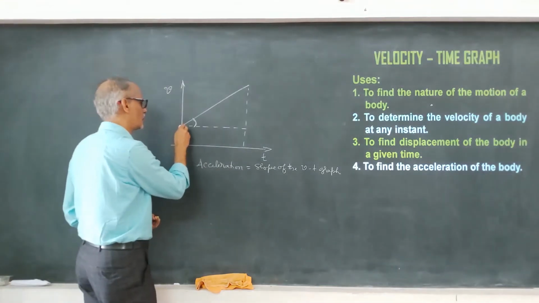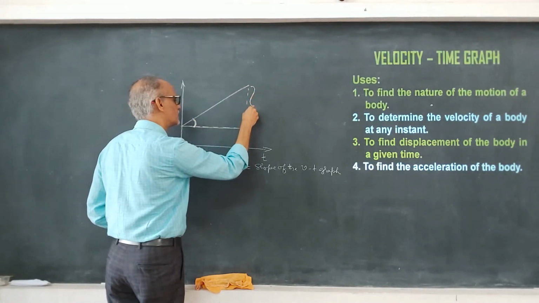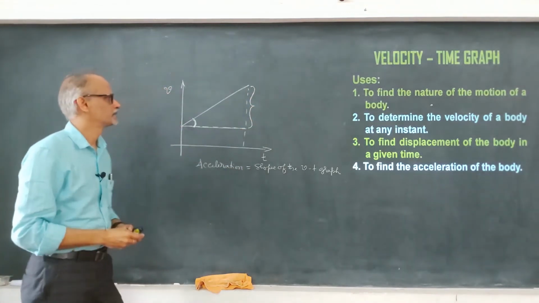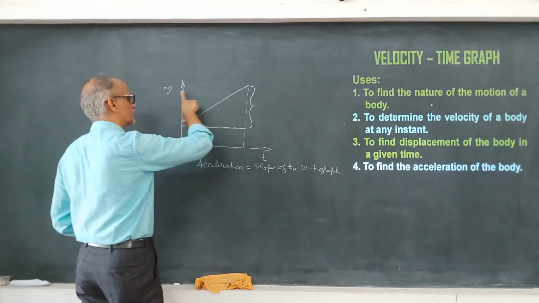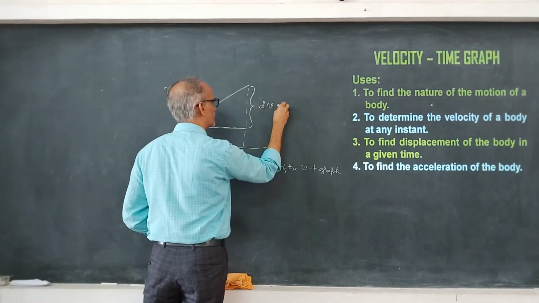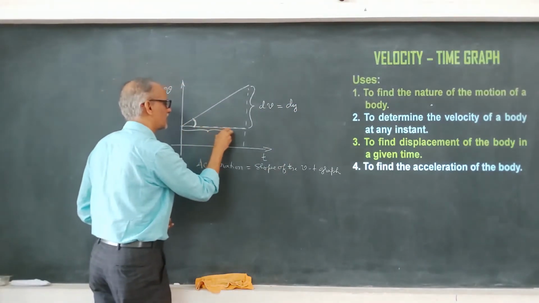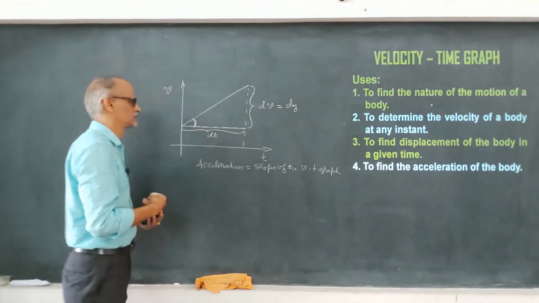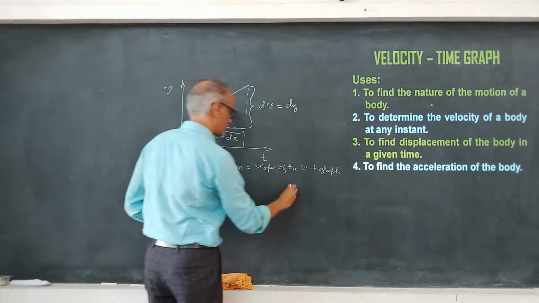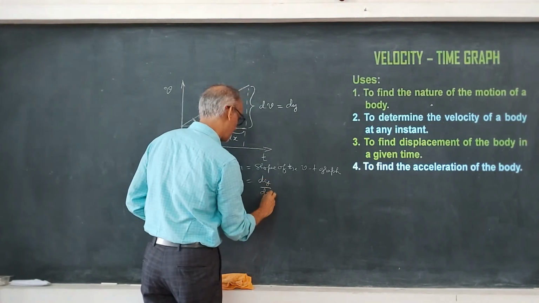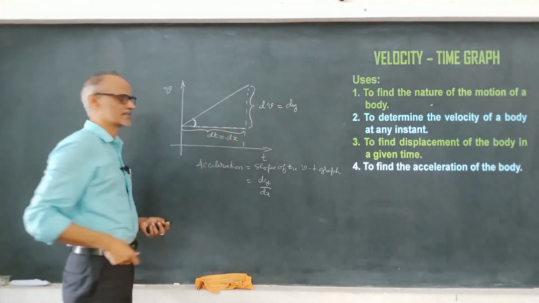So to find that slope, I have to find this value. This is the change in velocity, correct? I will write it as dv. That will be along the y-axis, dy. This is the change in time, dt, which is equal to dx. So dy by dx will give you the slope: the change in the y-axis to the corresponding change in the x-axis.